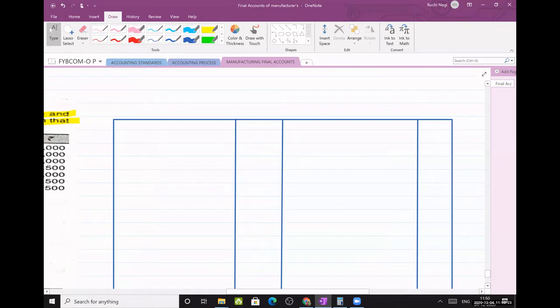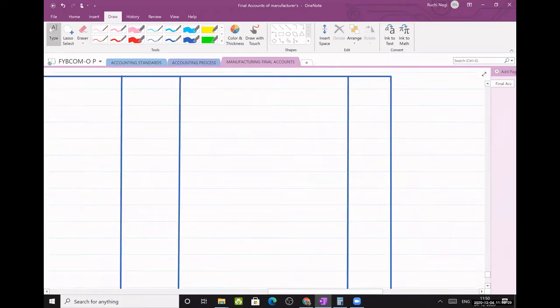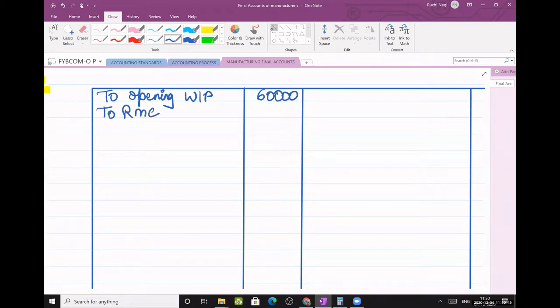Okay, so see how you want to start. You can start with RMC or you can start with opening stock of WIP. So opening WIP 60,000. Then you can write this to raw material consumed or you can write to direct material. It is up to you. You can show the complete breakup. उसमें आता है opening stock of raw material, right? Take it in the inner column and then you can take it in the outer column.